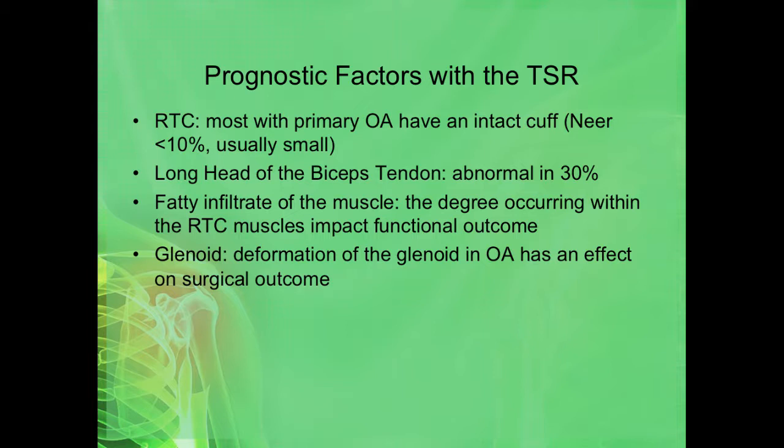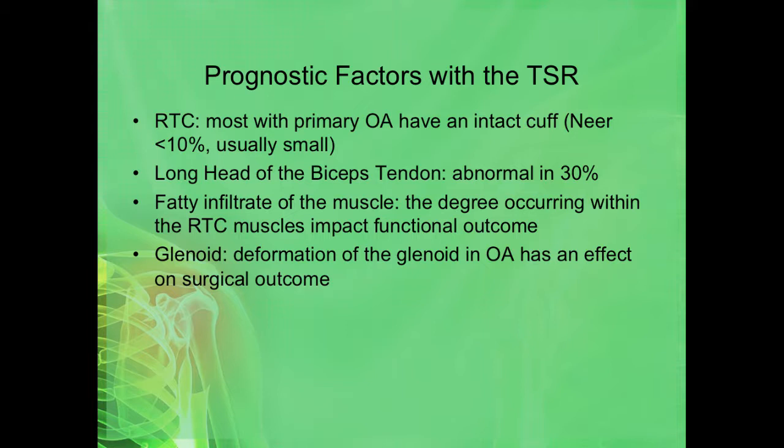So what are some prognostic factors for patients who are going to undergo a total shoulder replacement? For patients with a rotator cuff, most with primary osteoarthritis do have an intact cuff, and this was well documented. Neer reported that less than 10% had a tear, but usually it was quite small. The long head of the biceps tendon has been found to be abnormal in 30% of patients, and that tended to have a decreased outcome.